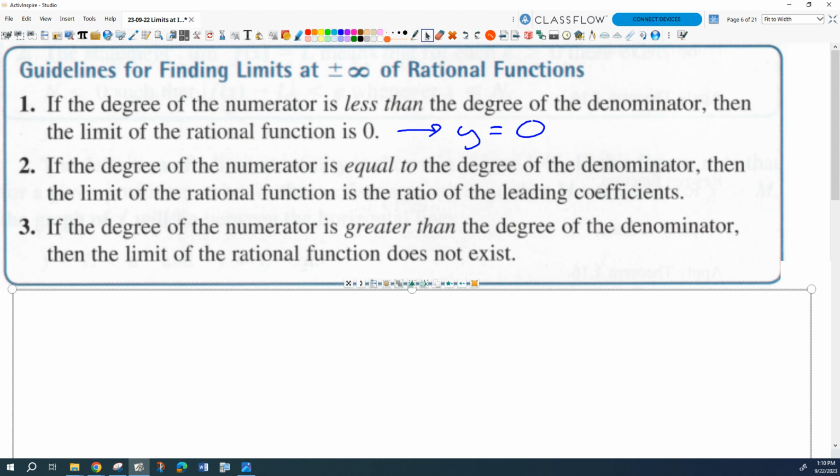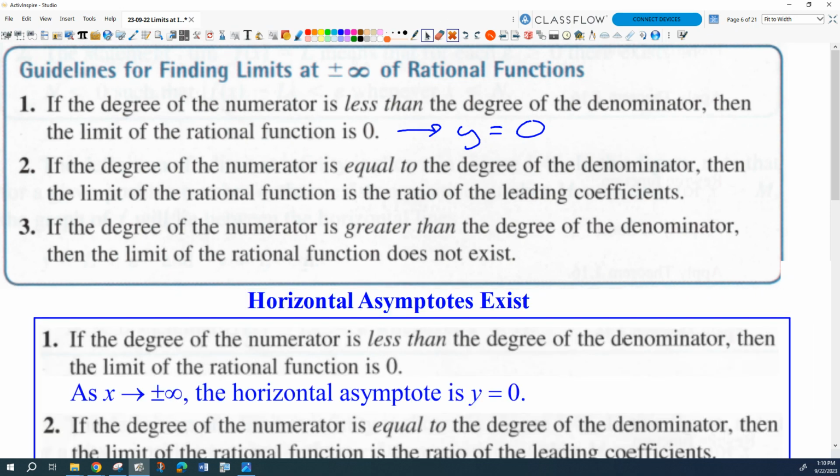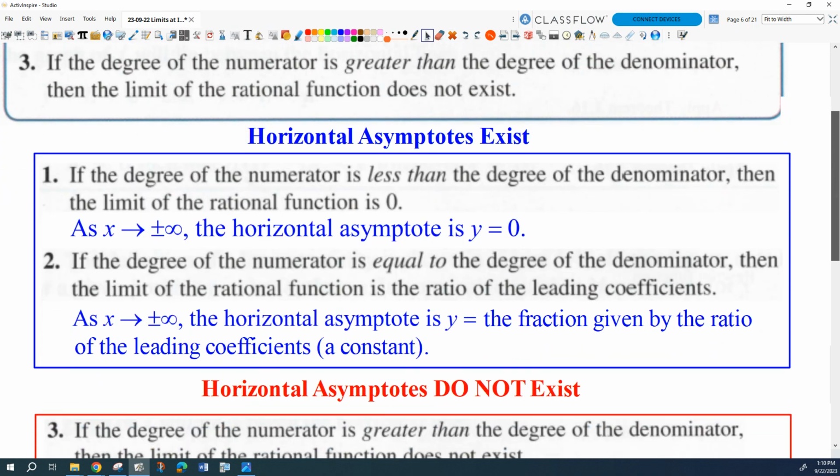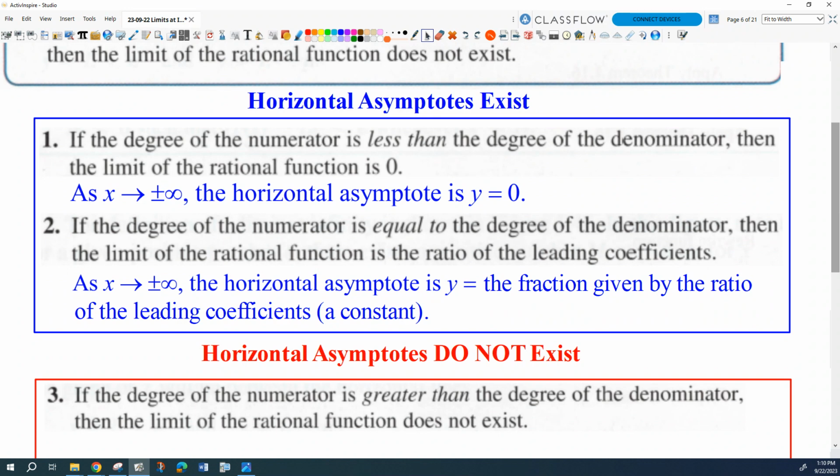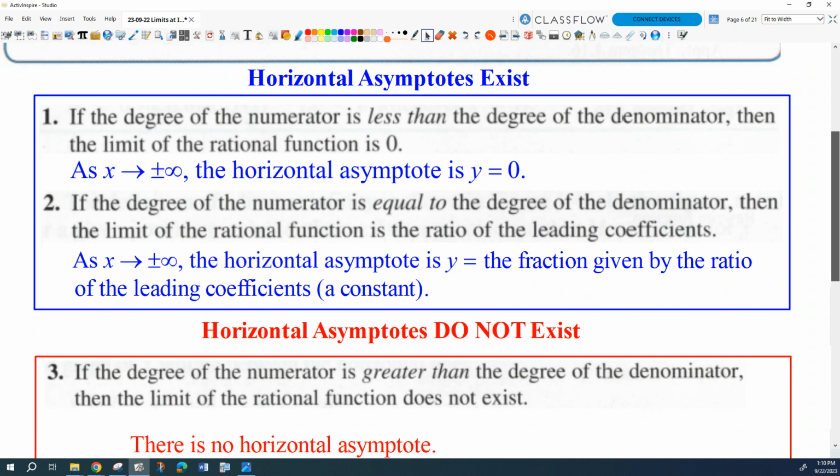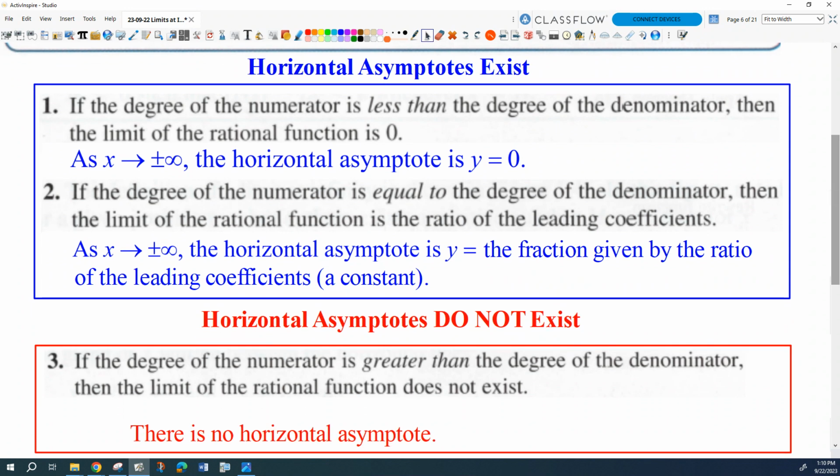Okay? So here's, for your notes, that might be helpful. We can break it down into kind of 2 parts. In the first 2 cases, horizontal asymptotes do exist, right? In the third case, they do not. Okay? Give me thumbs on that. Does that all make sense? What we're doing there? Okay?